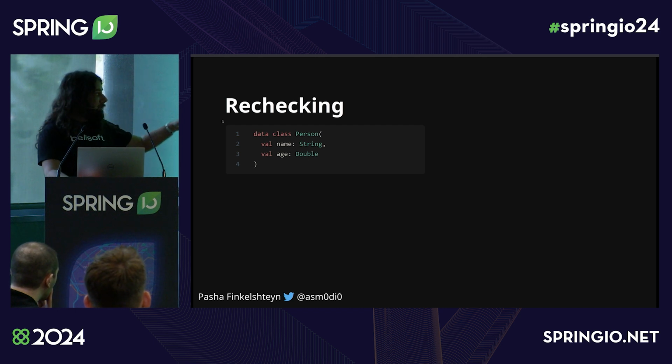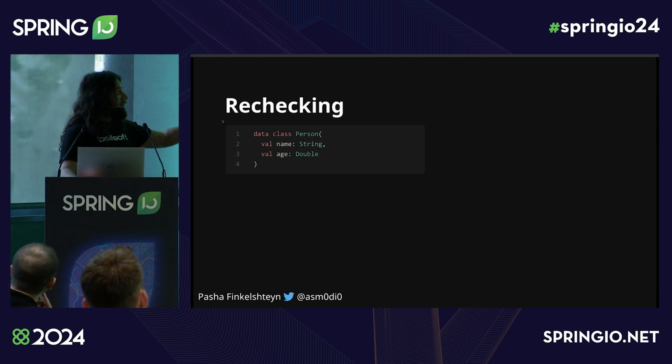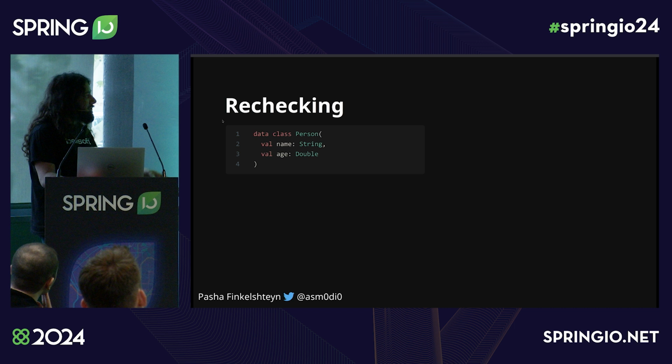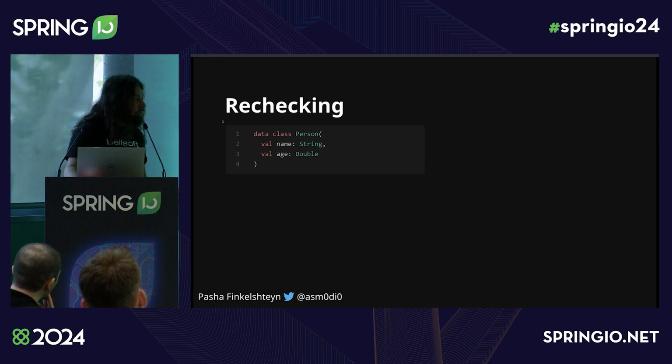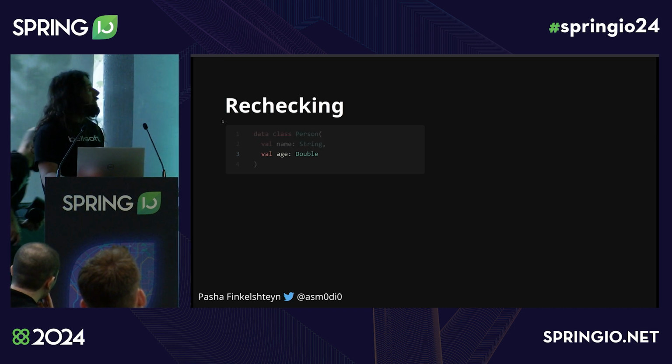Let's look at our person again. So name is string, age is double. They're both not nullable. It should not work. Why does it work?